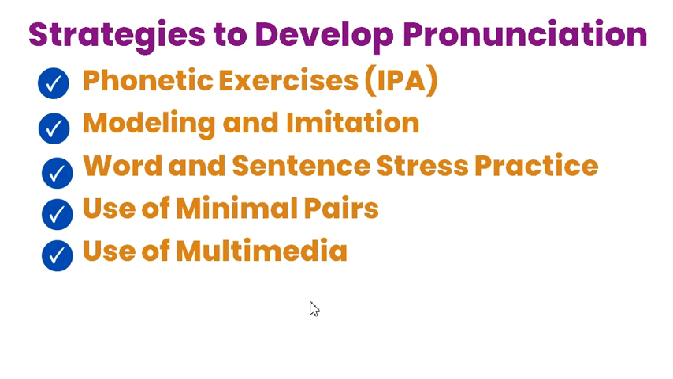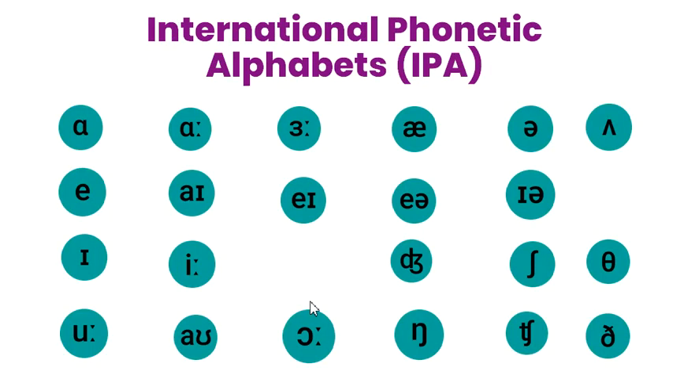Let me start with the first one, that is the international phonetic alphabet. International phonetic alphabets are symbols which represent different sounds. So you can use these symbols to write a phonetic guide. If you want to tell people how they should read your name or any word, you have to use these alphabets and make a guide.